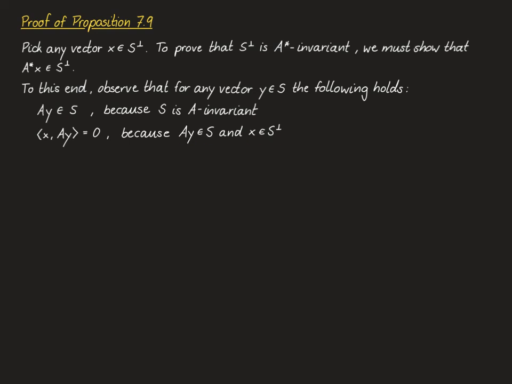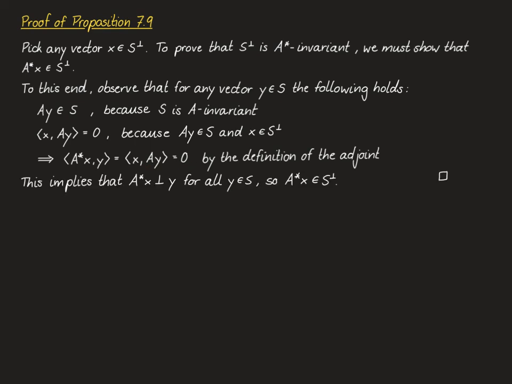Then the inner product of x with Ay equals 0, and that's because Ay is in S and x is in S perp. Hence, the inner product of A star x with y, which by definition of the adjoint is the same as the inner product of x with Ay, must also be equal to 0. But this implies exactly that A star x is perpendicular to y for all y in the subspace S. So therefore A star x is an element of S perp, and we have completed our proof.